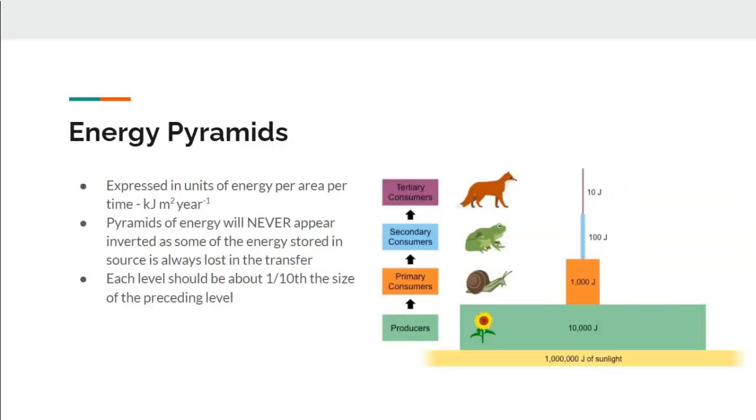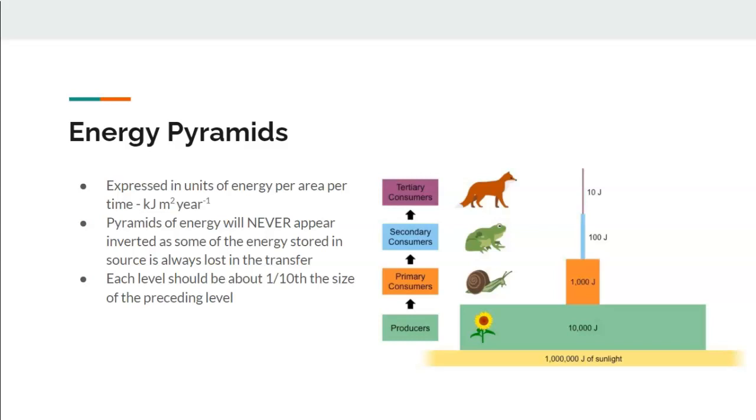So again, energy pyramids, this is where we're going to focus most of our attention. Although the other pyramids exist, energy pyramids are typically what you see. The units that you use are the amount of energy per area per time. In this pyramid, they will never appear inverted because energy is always lost, so it's always getting smaller as you go up. It never gets bigger as you go up. You never get more energy than what was available on the level below you.